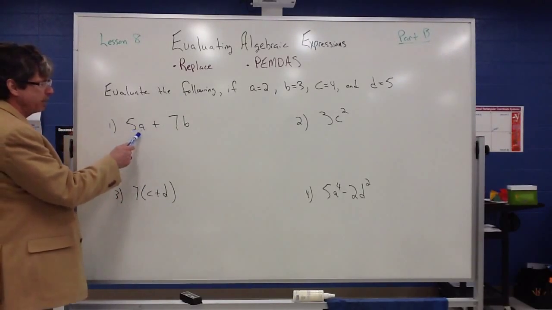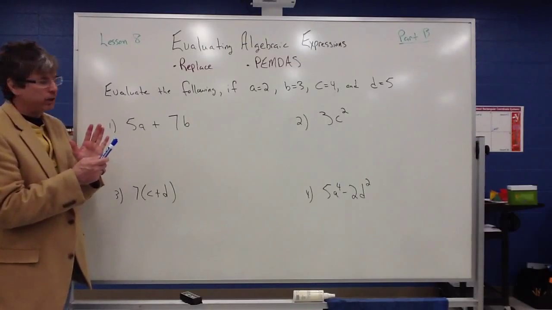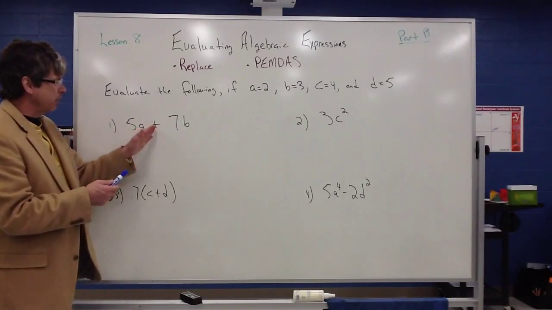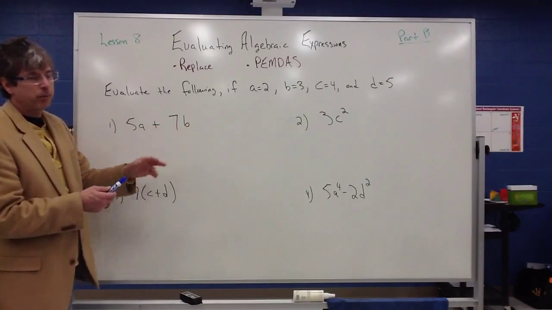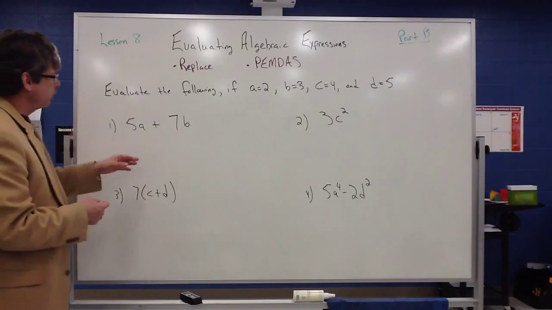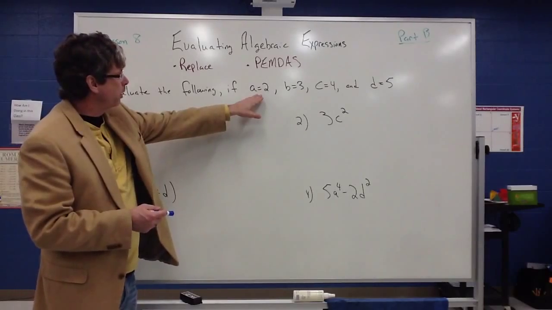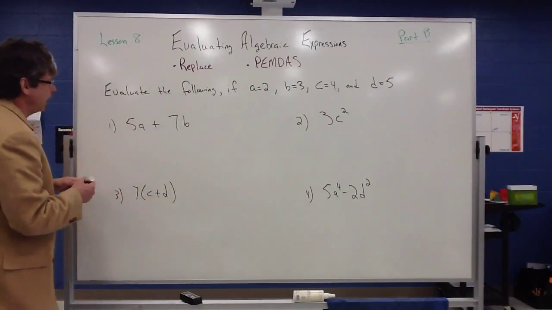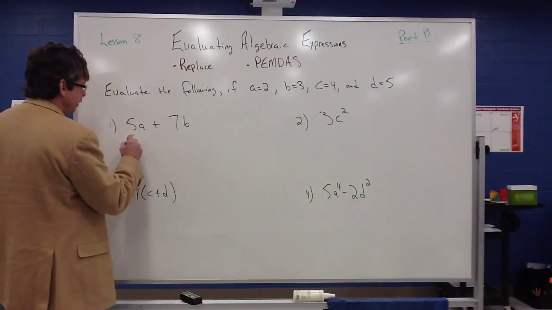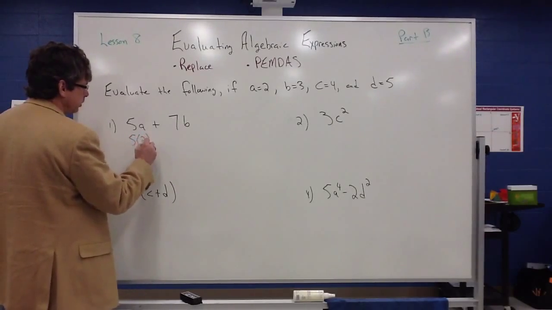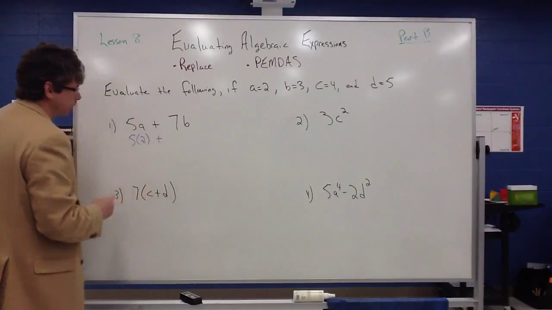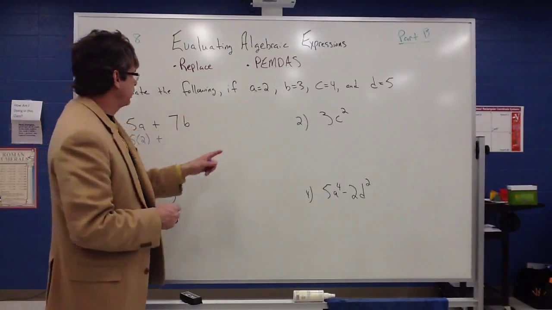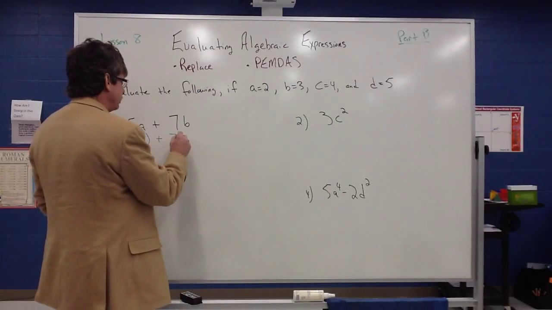Remember, the 5 and the a, since they're next to each other like that, we refer to that as multiplication. So that really means 5 times a plus 7 times b. What we're asked to do is find the corresponding values for each letter. A is assigned to 2, so we replace that a with the 2. That is 5 times 2, and we use parentheses a lot of times to model multiplication. Then we have plus, and we replace that b with the 3, so that's 7 times 3.